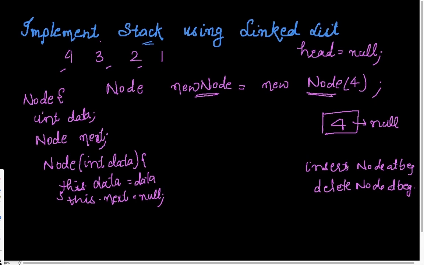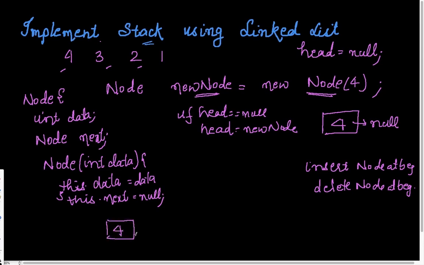So now for inserting a node, first I check if head is equivalent to null. If head is equivalent to null, which means the list is empty, I simply do head equal to new node. So now this gives us a list with one element, 4. This is the new list that is created. Now let's say I have to insert 3. The 3 has to be inserted before 4.